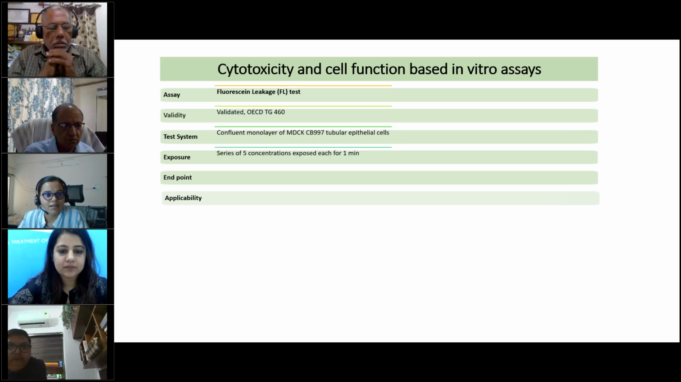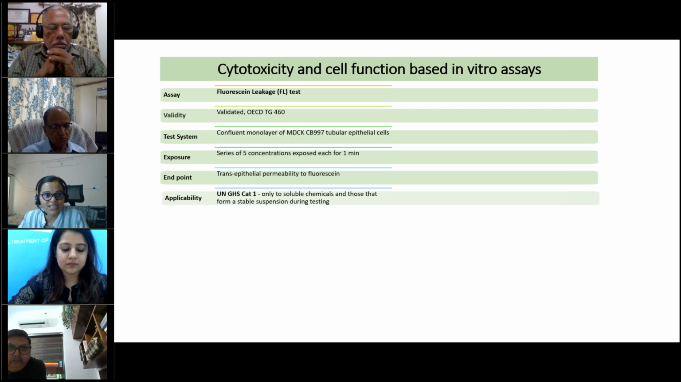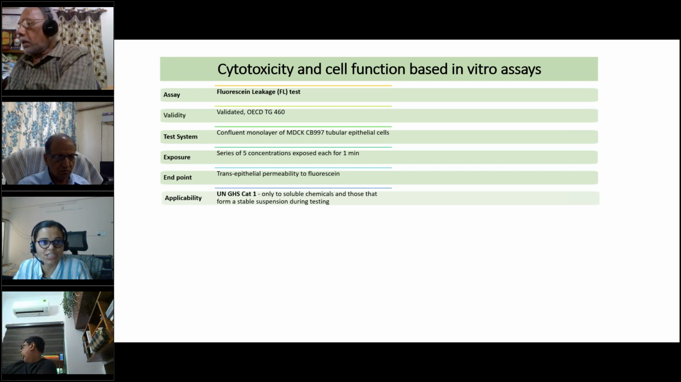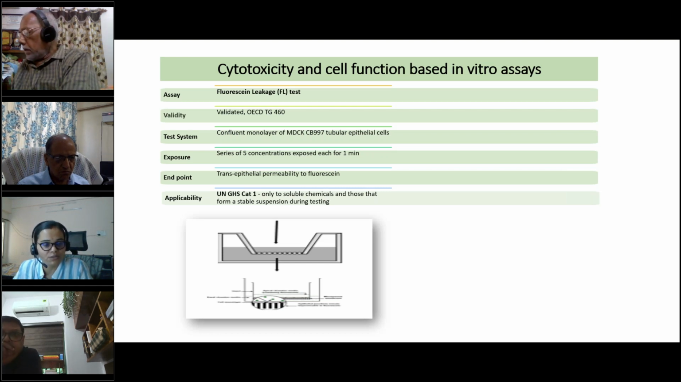These cell lines are exposed to a series of 5 concentrations of chemicals for 1 minute each. Endpoint would be transepithelial permeability to fluorescein. And the application is that it is used for UN GHS category 1 only, for soluble chemicals and those that form a stable suspension during testing. This is a specification of the fluorescein leakage test. So this is a pictorial representation of how the test is carried out, where the fluorescein leakage is measured.